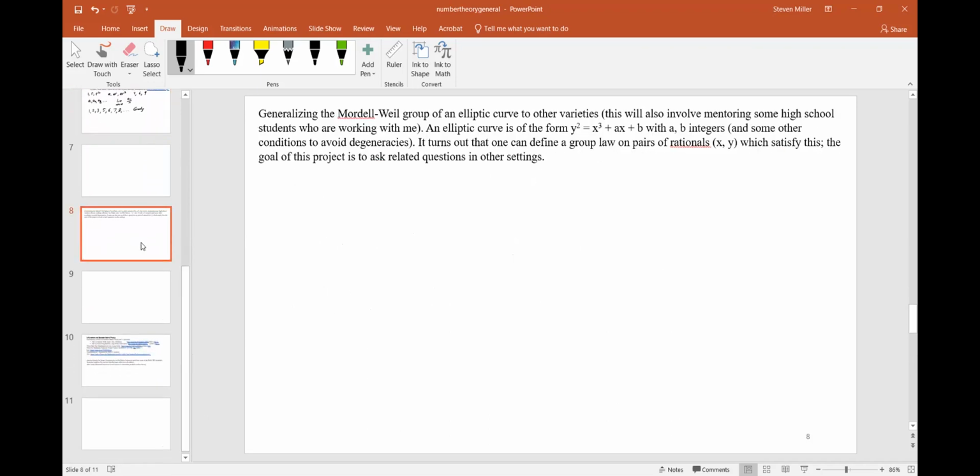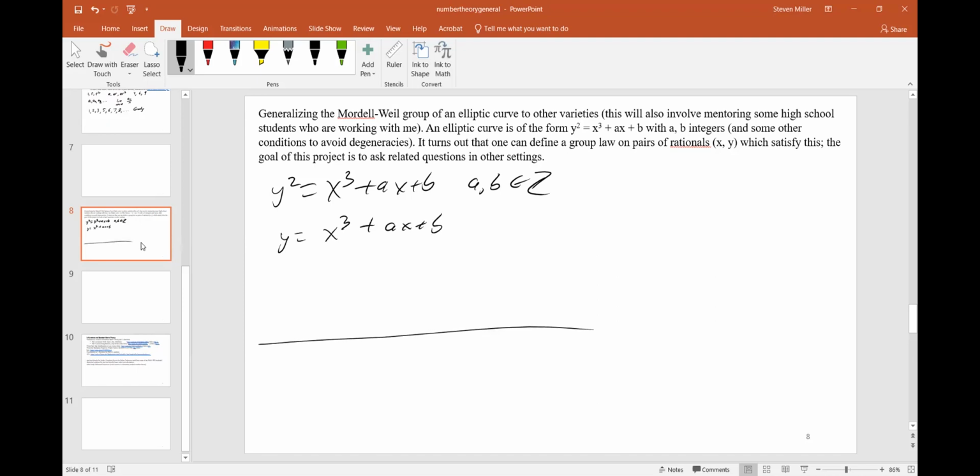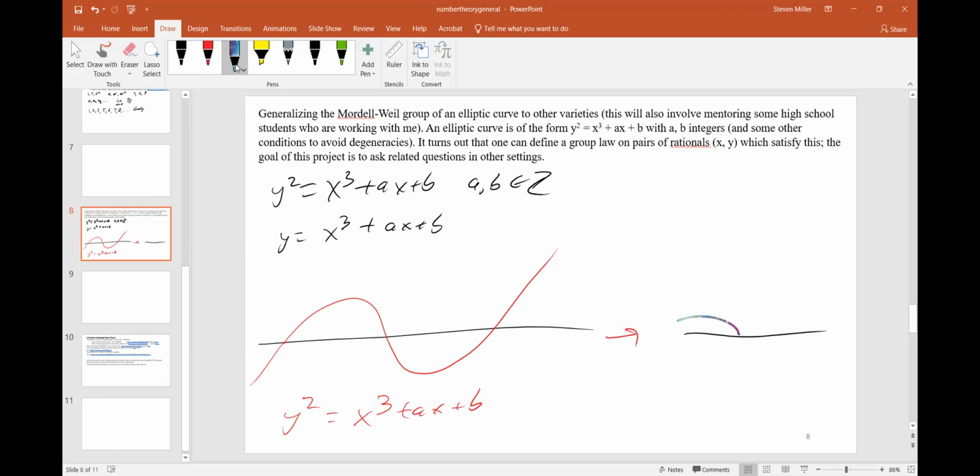Another possible project is generalizing the Mordell-Weil group for elliptic curves. So for elliptic curves, we have the form, y squared is x cubed plus ax plus b, where a and b are integers. And if you want to plot what that looks like, if you looked at y equals x cubed plus ax plus b, that would be a cubic, and it might look something like this. But now if I look at y squared, well, y squared can never be negative, and so that's going to lead to a plot that will look something like this maybe. And so we have something looking like this because the negative regions are inaccessible.